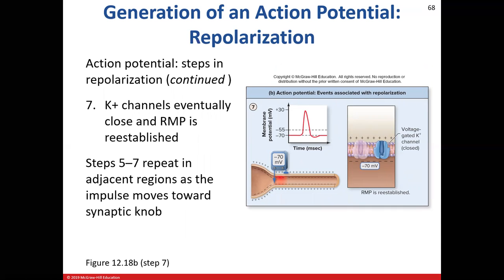Eventually, the voltage-gated potassium channels close, and the RMP is reestablished and helped to be maintained by the continuous flow through leakage channels, but also through the sodium-potassium pump as well. And so steps 5 to 7 repeat in the adjacent regions as the impulse moves towards the synaptic knob as well. You have this lead phase of depolarization as it moves down the axon. However, right behind it is occurring repolarization. And so we have this wave that basically moves straight down the axon.